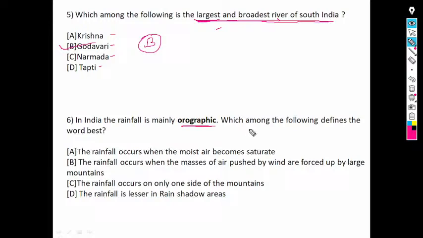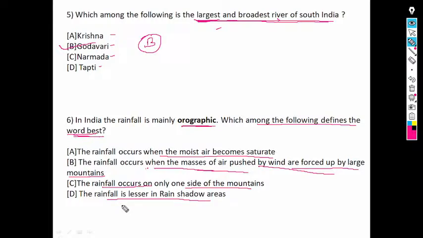Next, in India, rainfall is mainly orographic. Which among the following defines it best? Rainfall occurs when the masses of air pushed by wind are forced up by large mountains. The rainfall occurs only on one side of the mountains, and it is lesser in the inside areas.